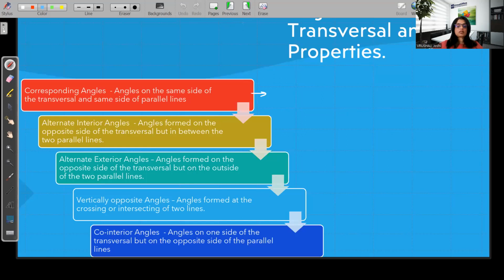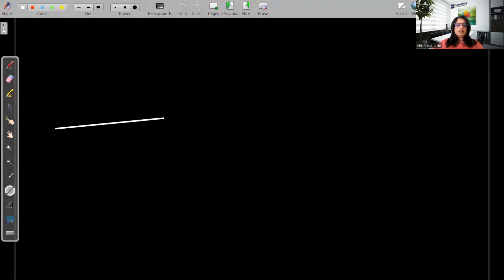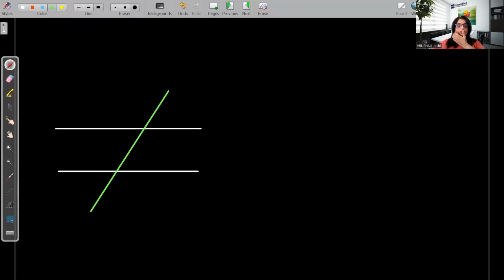Then we have vertically opposite angles. What are vertically opposite angles? Vertically opposite angles are angles which are formed when you cross two lines. For example, let's take it here. I already showed you what are vertically opposite angles, but let's do one thing. Let's take these two lines, and then we have this as the transversal. All right, so we have A, B, C, D, and E, F, G, H.